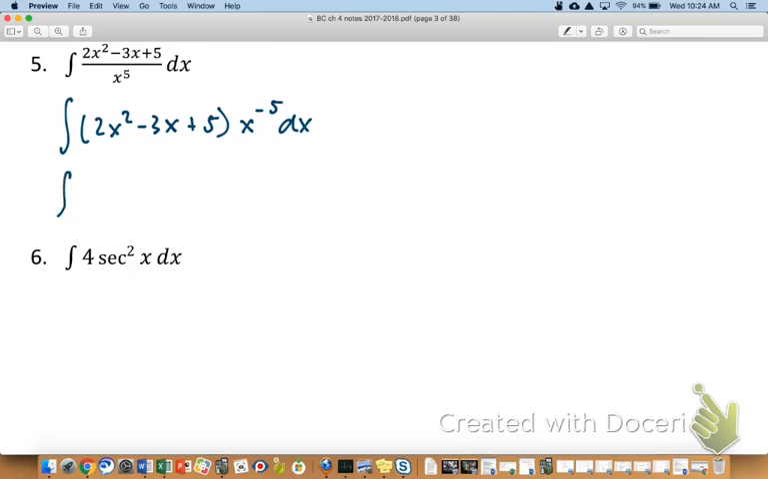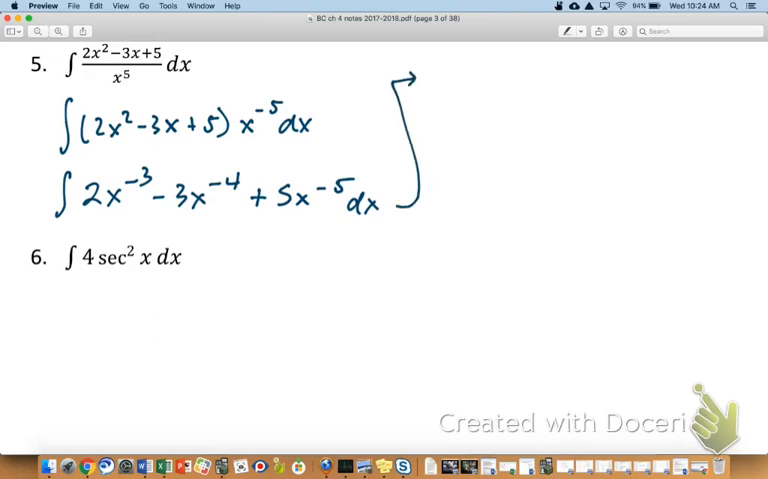So you'd end up with the antiderivative of 2x to the negative 3 minus 3x to the negative 4th plus 5x to the negative 5th dx. Make sense? Now we just go term by term. So I'd say a final answer would be negative x to the negative 2 plus x to the negative 3 minus 5/4 x to the negative 4th plus c. I think I did all my addings and subtractings correctly. I do have to slow down to make sure I don't mess that up, right? It happens. We know that.